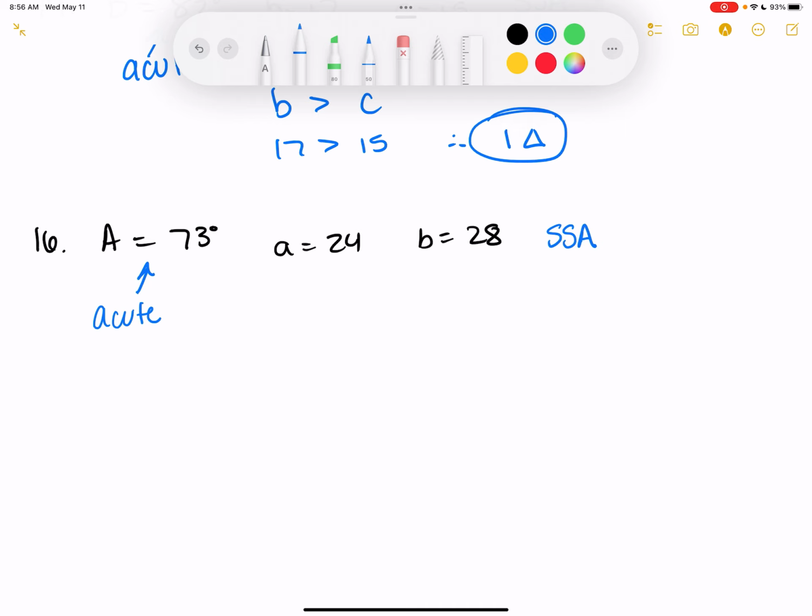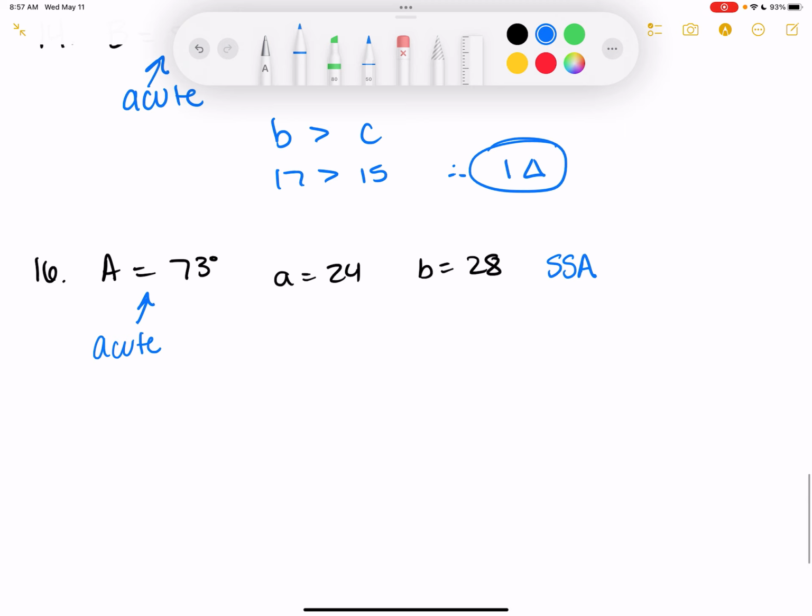Because A is not greater than B. So we need to find H. How do you find it? The formulas are the same as the ones given in the original. So H equals B sine A. So H equals 28 sine 73.